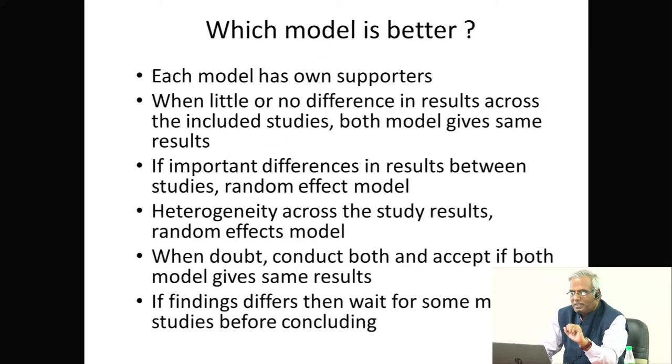Now the question is, which model is better? Each model has its supporters. Oxford people, they prefer fixed effect model. And the reasons they give is that, look here, first of all, there is nothing called infinite number of studies. Our studies always have finite number. We need to make conclusions, not all the time remain in uncertainty. So just go and use fixed effect model, right?